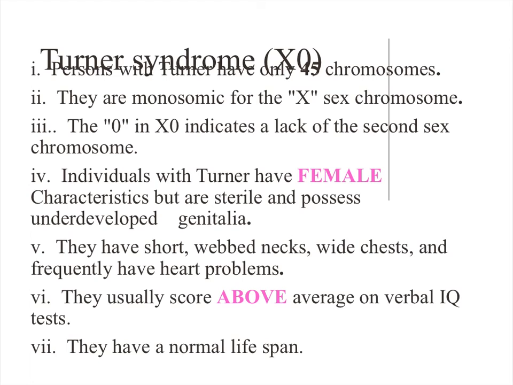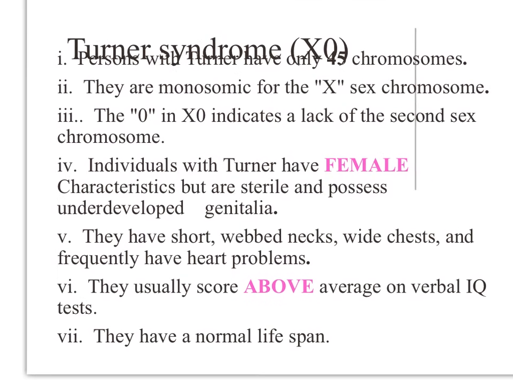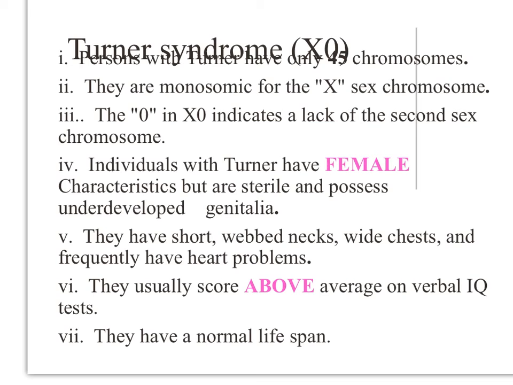Turner syndrome. So again, Turner syndrome is only having one X sex chromosome, so they don't have that second X like they should. So they only have 45 chromosomes. That's what that says, is 45 instead of 46. So they do have female characteristics, but they are usually sterile, and their genitalia are going to be underdeveloped, because normally you would have two X's contributing the female type characteristics.